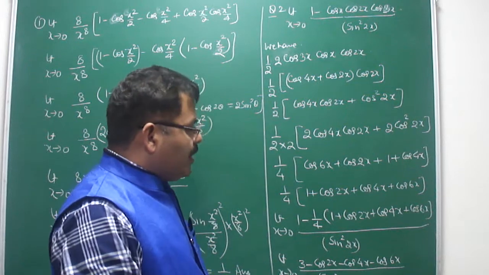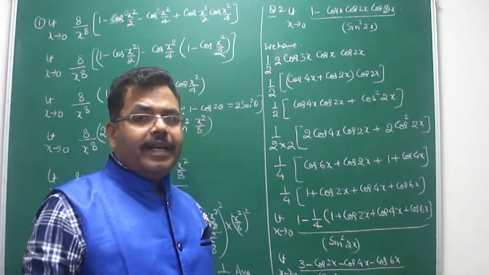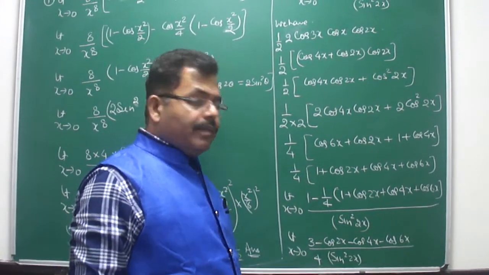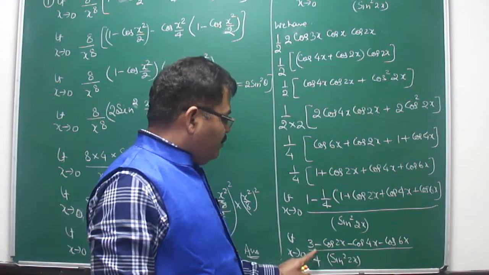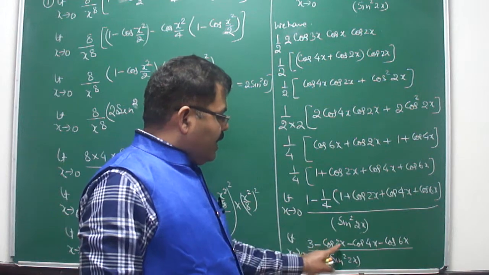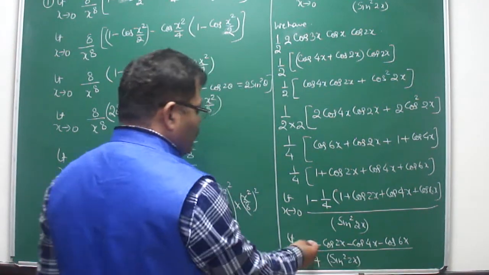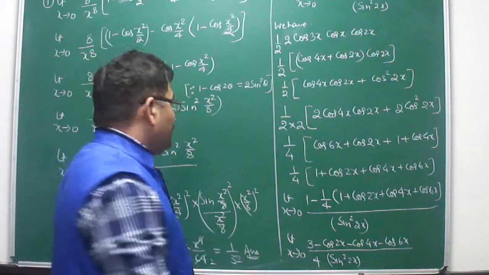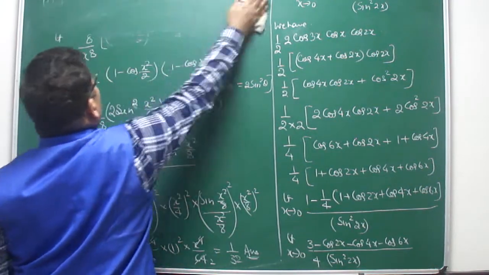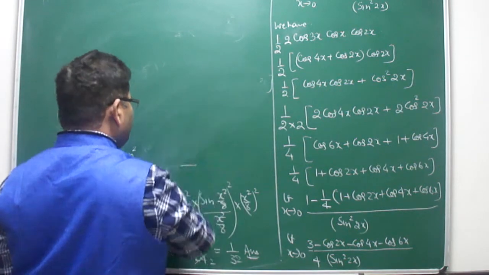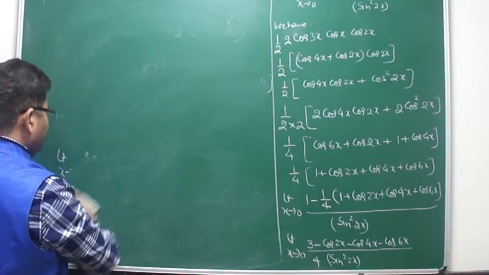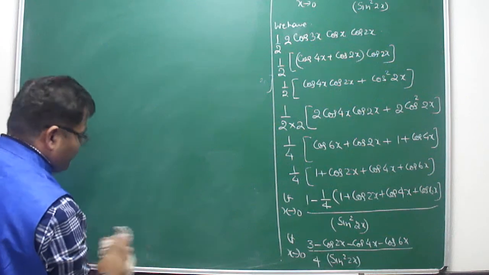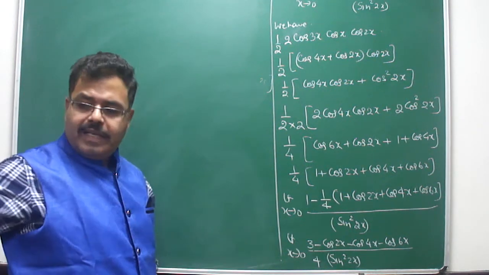Got it? Now think what to do and why to do. The basic thing is what to do and why to do. This 3 can be distributed as 1 to each one of the terms. Agar main isko ek ek karke teenon mein distribute kar dun, to kya hoga? 1 minus cos 2x, 1 minus cos 4x and 1 minus cos 6x ho jayega. Try to understand. Bahut asaan hai. If I distribute 1 to each one of the terms, then what will happen?